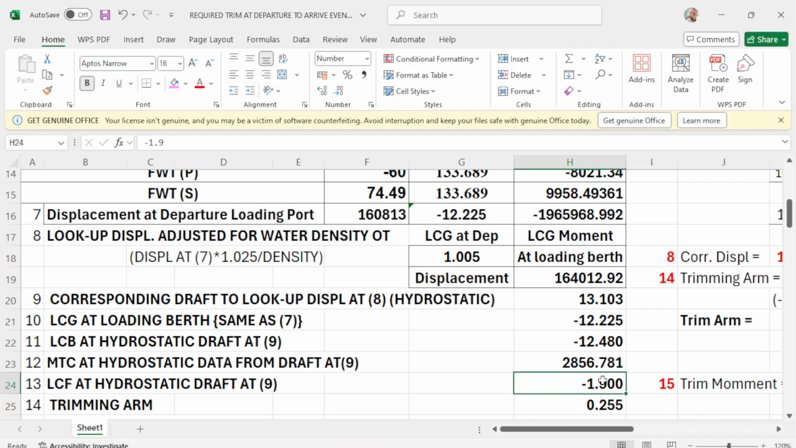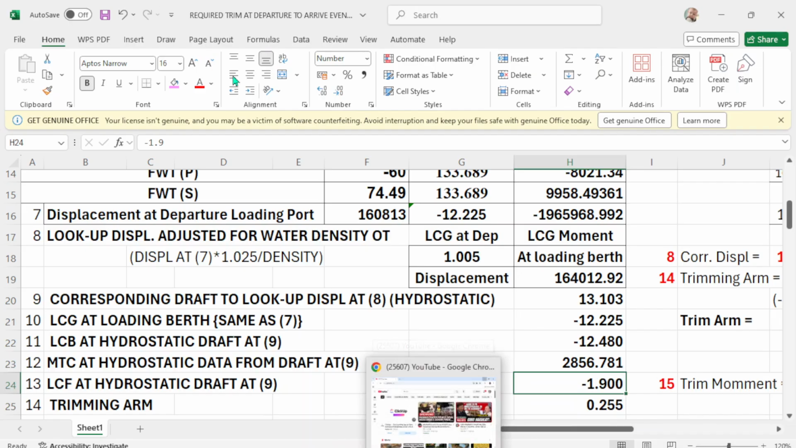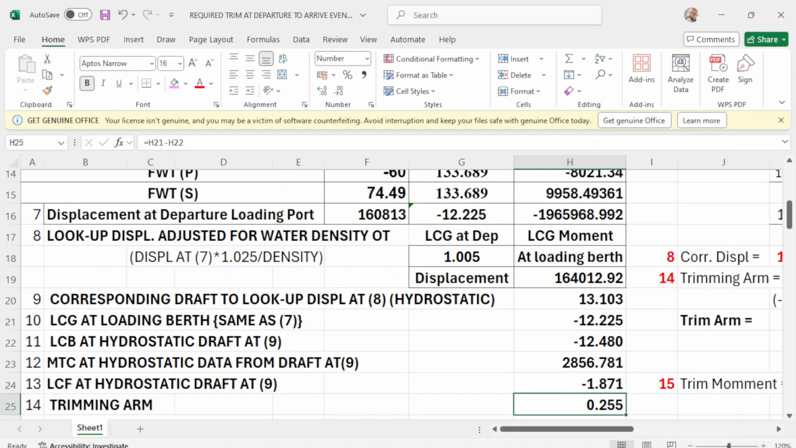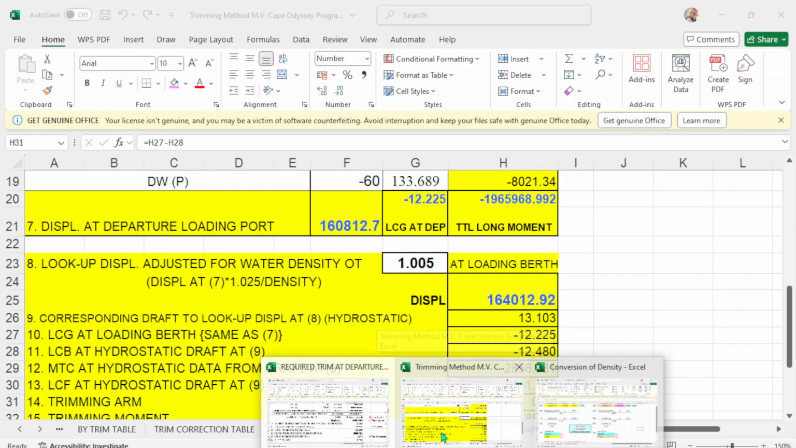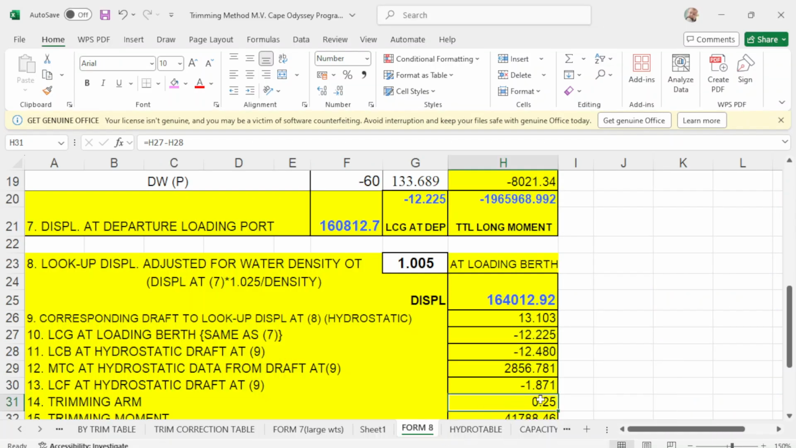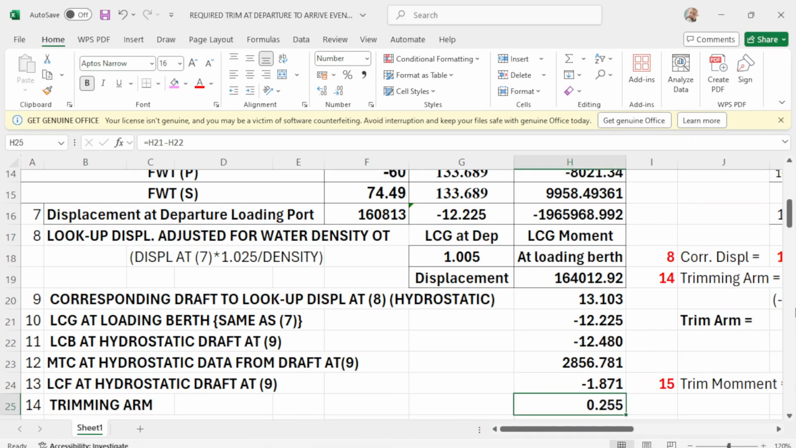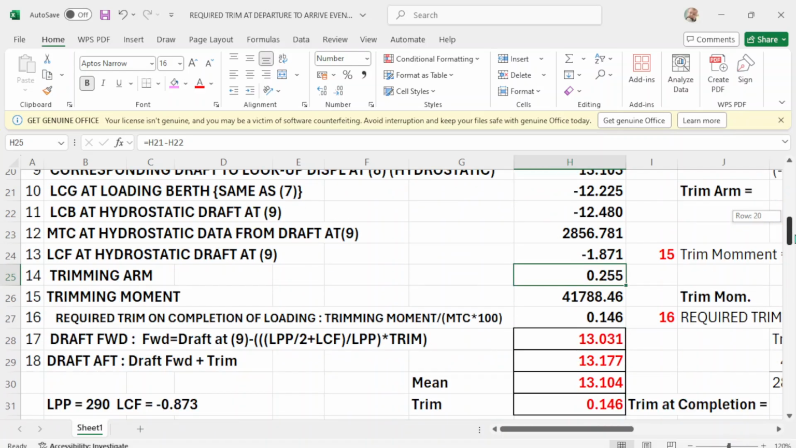Negative 1.871. Is that correct? Negative 1.871. And this one, negative 1.871. Okay. Then number, trimming arm.